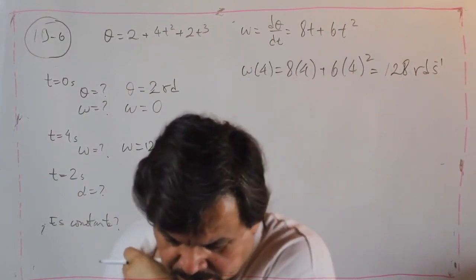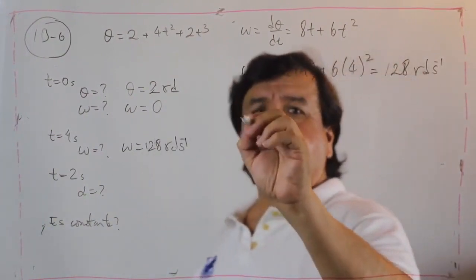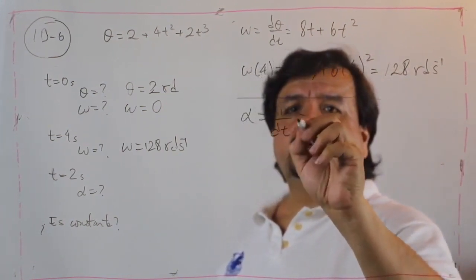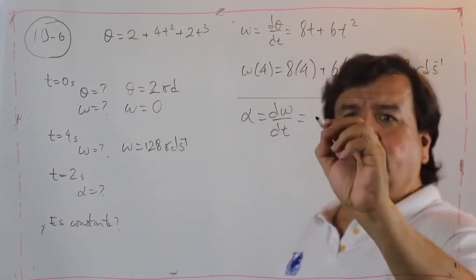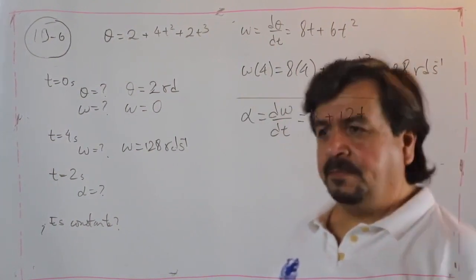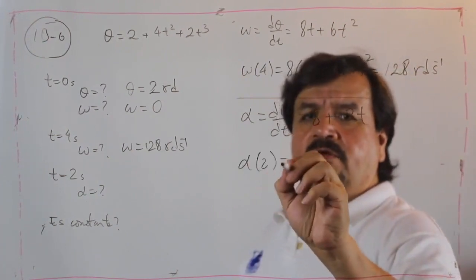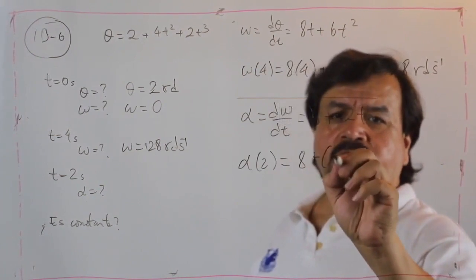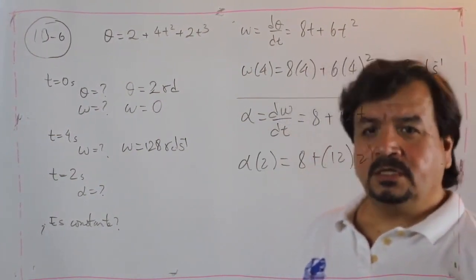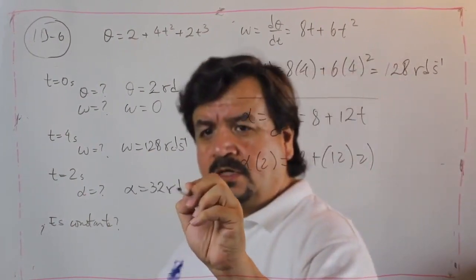Well, now let's consider the acceleration. They request the acceleration at time t equals 2. Acceleration is the derivative of velocity with respect to time. If this is the expression for velocity, I differentiate and obtain 8 plus 12t. Therefore, alpha at time t equals 2 would be 8 plus 12 times 2, which would result in 24 plus 8, totaling 32, correct? So here we would have alpha equal to 32 radians per second squared.